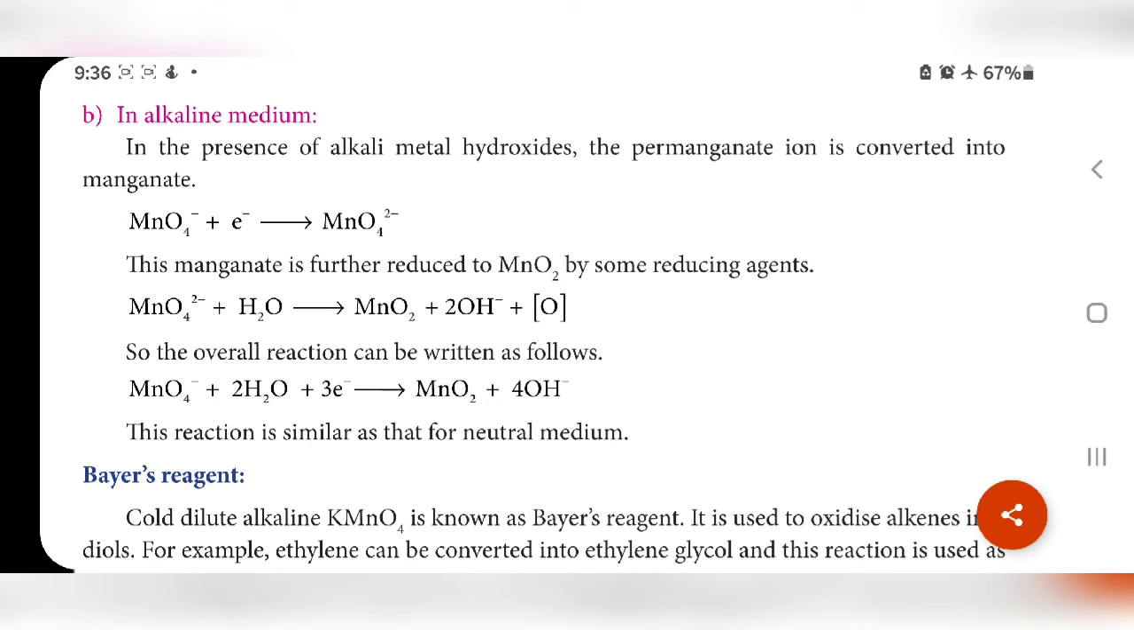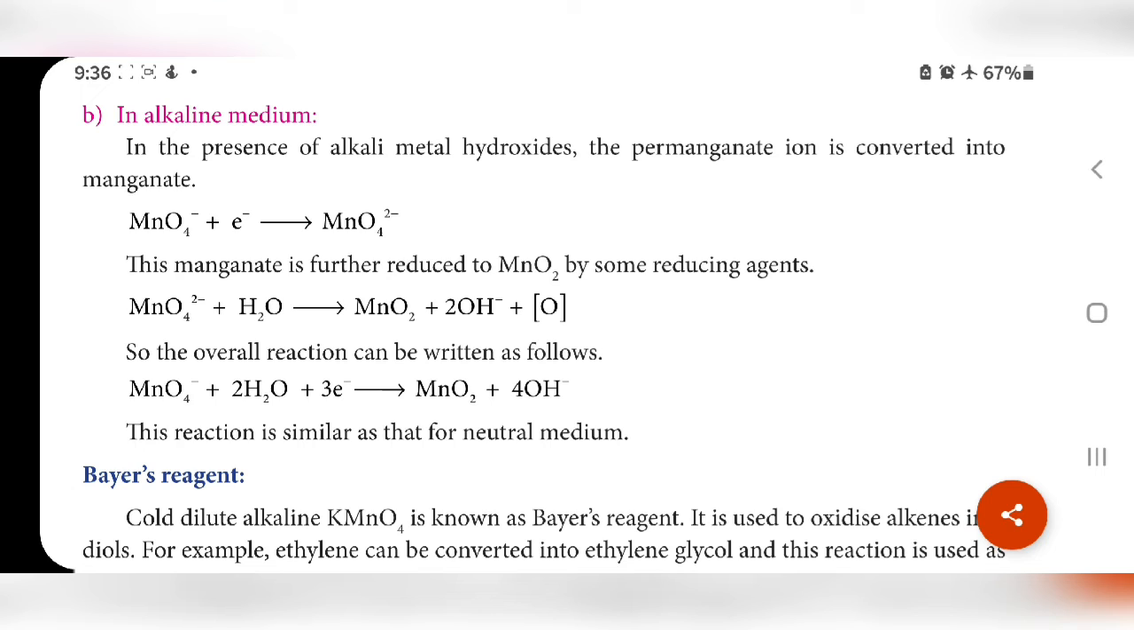So next one, in alkaline medium. Alkaline means base. So in presence of alkali metal hydroxide, the permanganate ion is converted into manganate. See here the first reaction, MnO4 minus, that is permanganate ion, gaining electron. Oxidation means losing electron, oxidizing agent means gaining electron. Gaining electron and converted into MnO4 2 minus, because 2 minus means 2 electrons in excess.